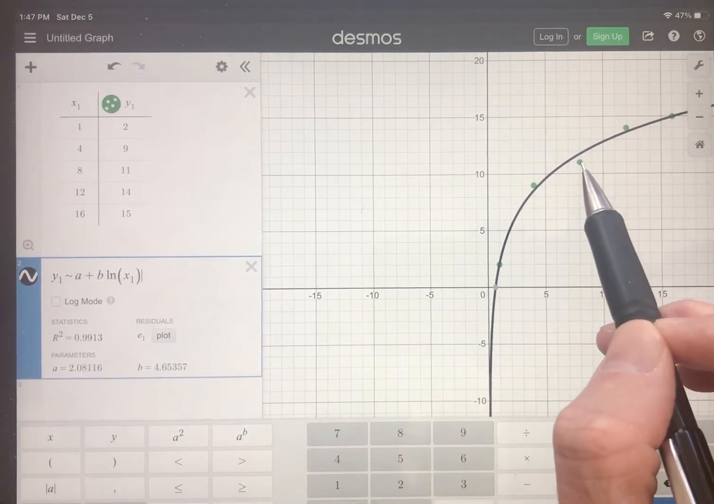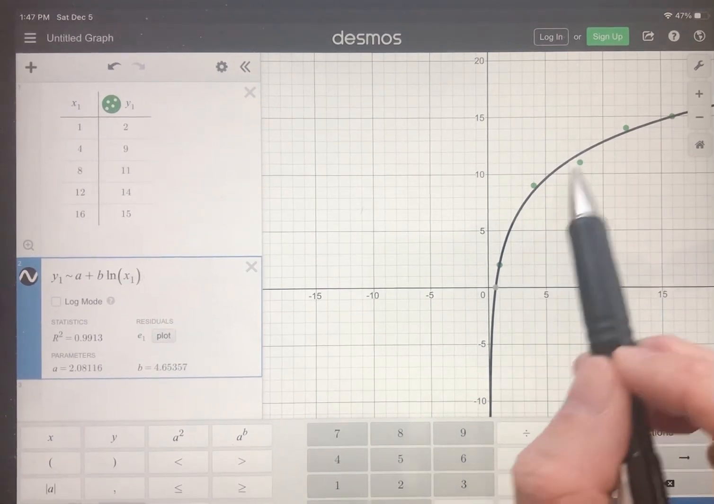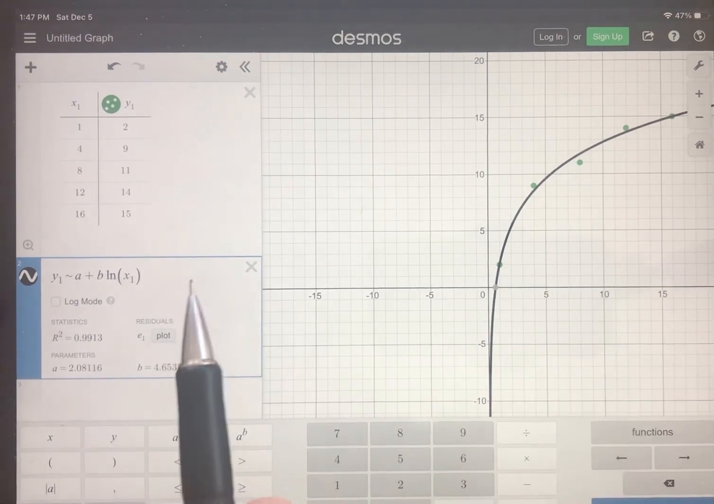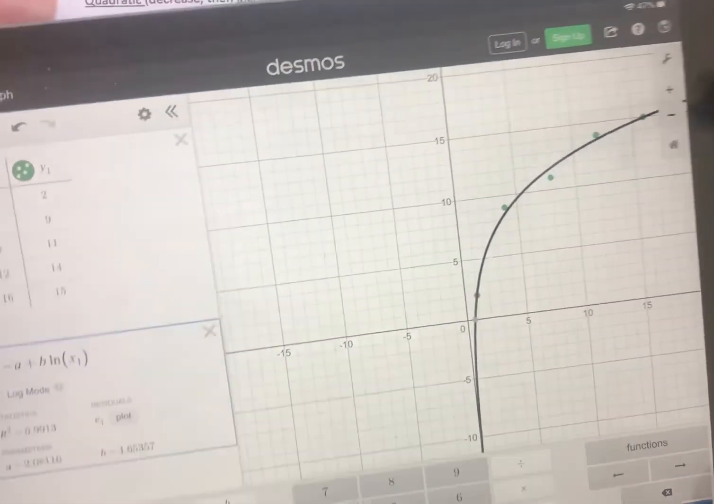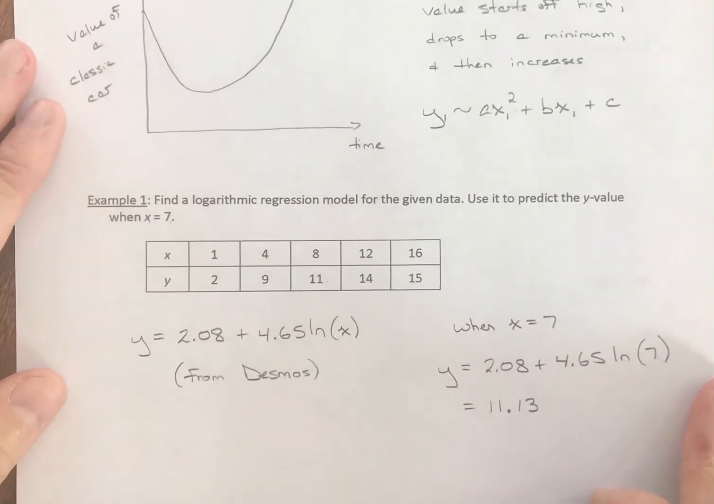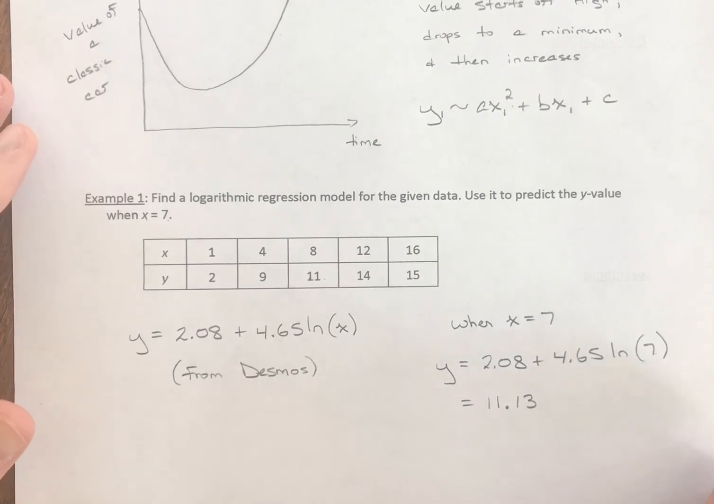This curve is saying that the 8 was slightly low from the best fit. This one was above, this one's above, this is slightly low. So 7 turns out to be just a little bit higher, and that's totally okay. So there you have it. Desmos doing all the work for us to come up with the regression model for both lines and curves. And then once we have that regression model, we're able to use it to make predictions.